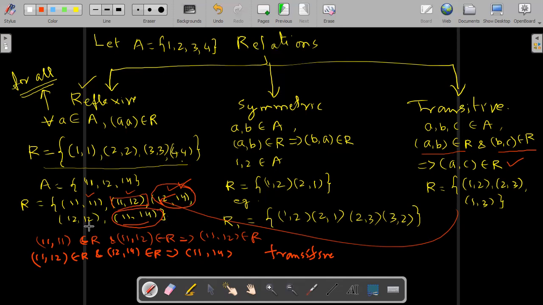That's it. And 12, 12 is always 1, 1, 2, 2, 3, 3. They all are transitive because 1, 1, then 1, 1 again we can write. So the same thing will happen. Like this we can check the transitivity, reflexivity, and symmetric relations. We will take one example.